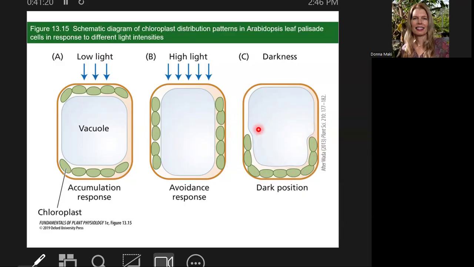It just seems like they almost go to sleep. You just kind of get toward the bottom of the cell. That's when they're looking at this. So amazingly, plants are even rearranging their chloroplasts. Okay.